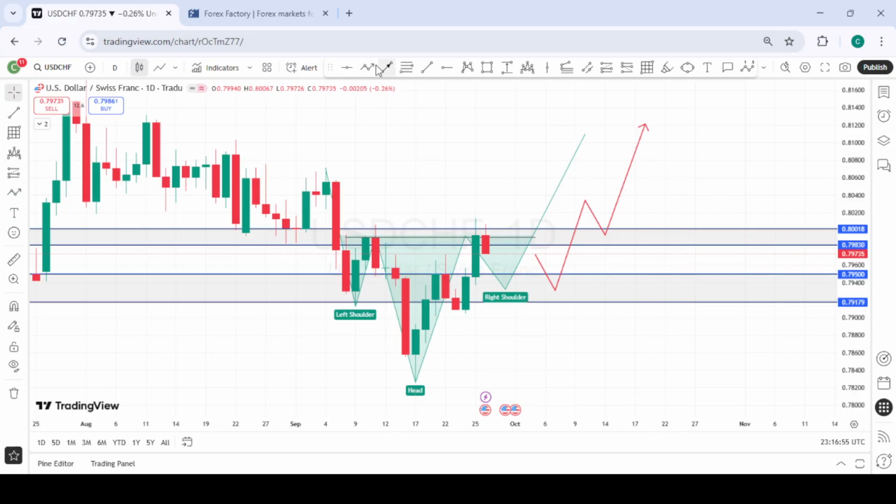So USDCHF will be considered bearish if it breaks below this zone, comes for a retest, and continues to the downside. So until then, I'm very bullish on USDCHF for the coming week.